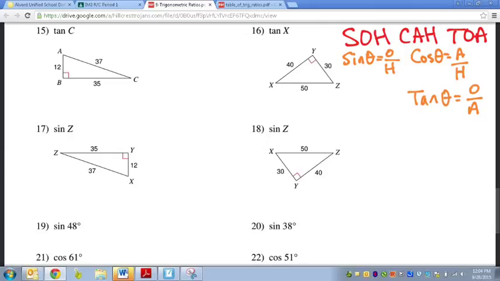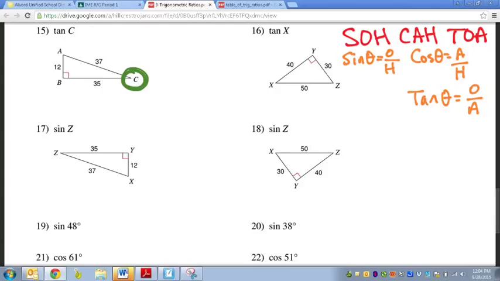And so here's a basic walkthrough of how we would do that for number 15, for example. Number 15 says tangent of C. So the first thing I'm going to do is circle the angle where I need to do my trigonometry from, which says C, so tangent of C. From here I'm going to label all my sides. Again, O is opposite, A is adjacent, H is hypotenuse.